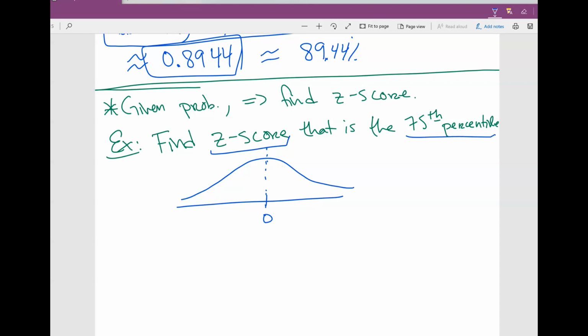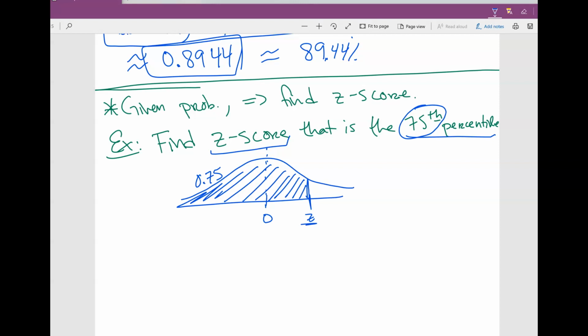Remember, a percentile means how much of the data is below that point. So the 75th percentile is 75% of the data. We're looking for what value of z is going to give me 75% here. We already know that the probability is 0.75, or 75%, so we want to figure out the z value that gives us 0.75.